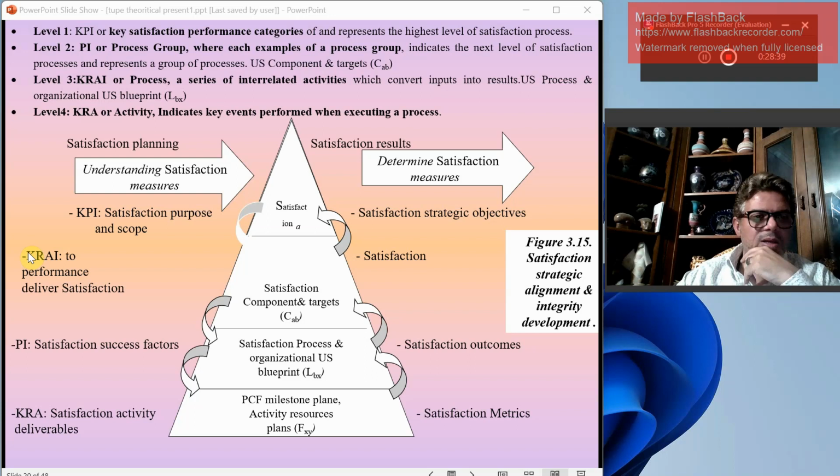Okay, so performance evaluation meaning to deliver satisfaction performance of what? Of the satisfaction components and targets. So this is your plan. This is how you are going to express your categories or satisfaction components and targets categories.